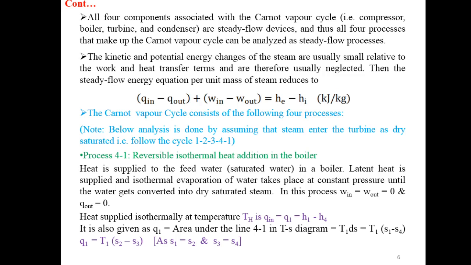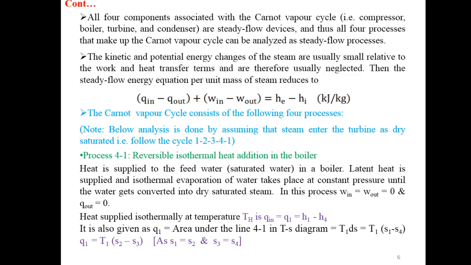All four components associated with the Carnot Vapour Power Cycle, that is compressor, boiler, turbine and condenser, are steady flow devices, and thus all four processes that make up the Carnot Vapour cycle can be analyzed as steady flow processes.